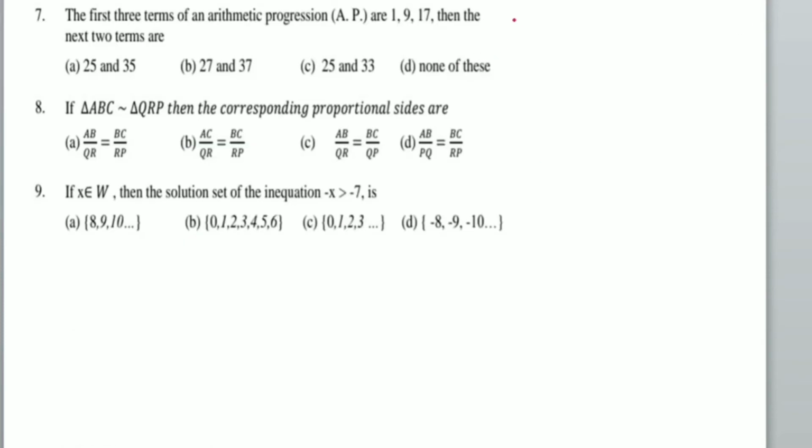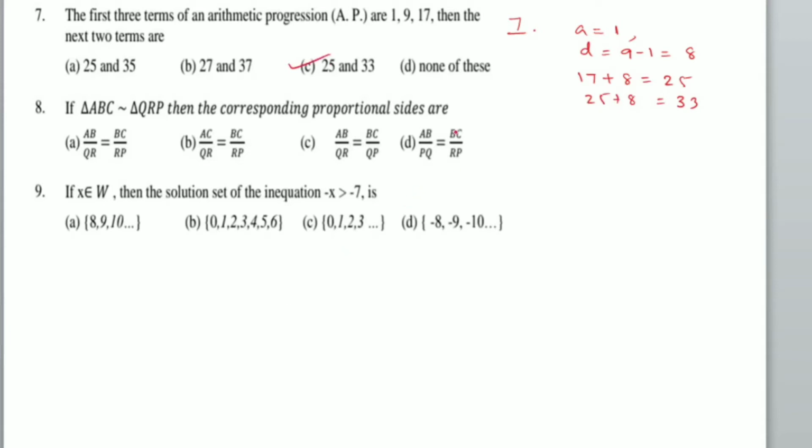In question number 7, you can see the first 3 terms of an arithmetic progression are 1, 9, 17. Then the next 2 terms are. It is a very easy problem. So here a is the first number and common difference d is equal to 9 minus 1, that is 8. So after 17 the number will be 25, and after 25 it will be plus d and it will be 33. So option C will be the right answer.